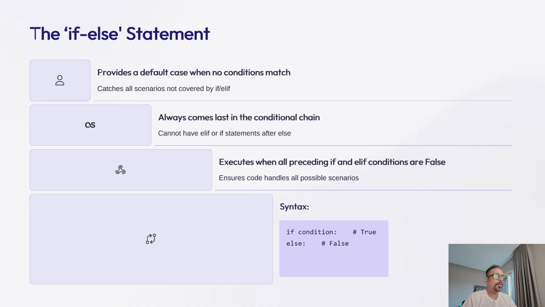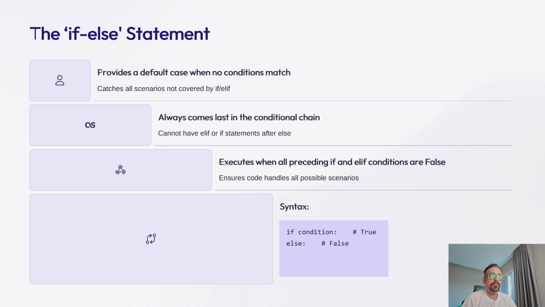Now we are going to talk about the else statement. The else statement provides a default block of code that runs when none of the preceding if or elif conditions are true. So it is the last resort. If we use an if condition and it is not true, and after that we use an elif condition, which we will see after this, and that is also not true, then the last resort, the default, is going to be the else block. So it acts as a final fallback in a decision structure.